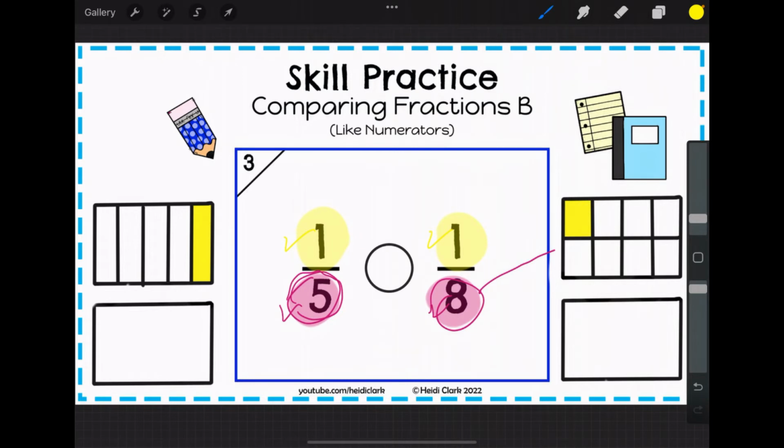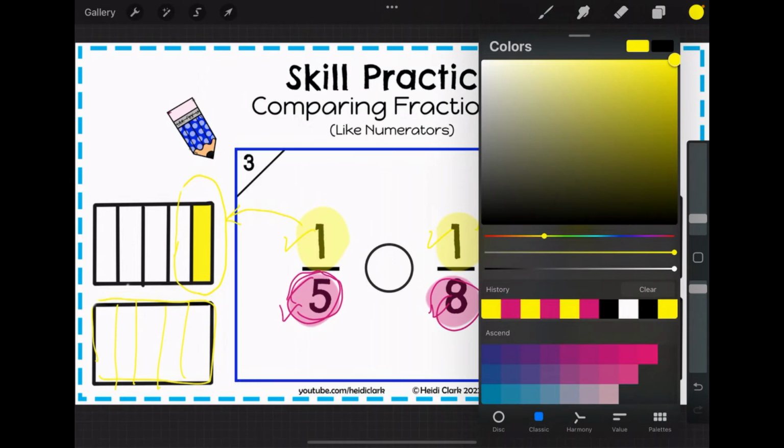1/5 is bigger than 1/8 because even though you're still getting one piece either way, this piece is bigger because you started with the same chocolate bar, but cutting it into 5 gives you a pretty big piece, whereas cutting it into 8, you have to share with more people, so your pieces are going to be smaller.